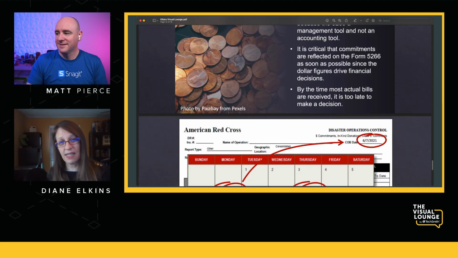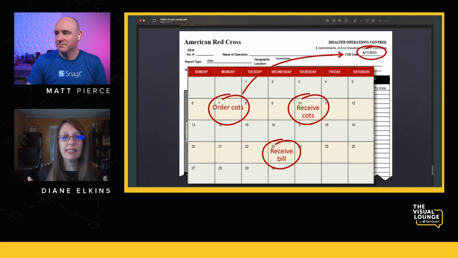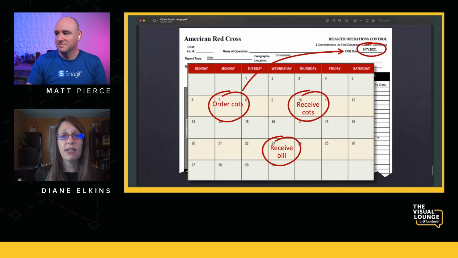So if we go to the next slide, we could do something as simple. This is a very, very simple slide. I'm sure everybody watching this can make this slide. For those of you who can't see it, it's a calendar with a couple of dates and a couple of red circles. And so if this was self-paced e-learning, I'd say, okay, so let's say you order some cots on the 7th, receive them on the 10th, and receive the bill on the 23rd.